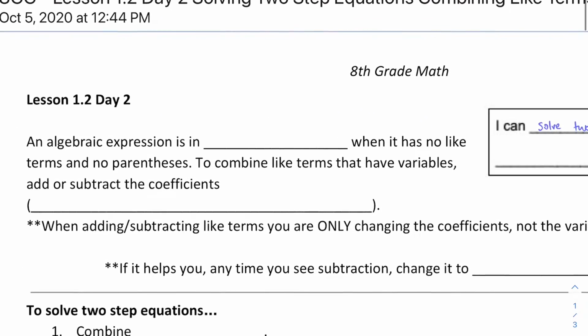Okay, in this lesson we are going to talk about how to solve two-step equations. So in the previous lesson, yes, we did talk about solving two-step equations, but we are going to take it up a notch, and we're going to talk about a different variation of two-step equations. So let's begin. What is an algebraic expression?